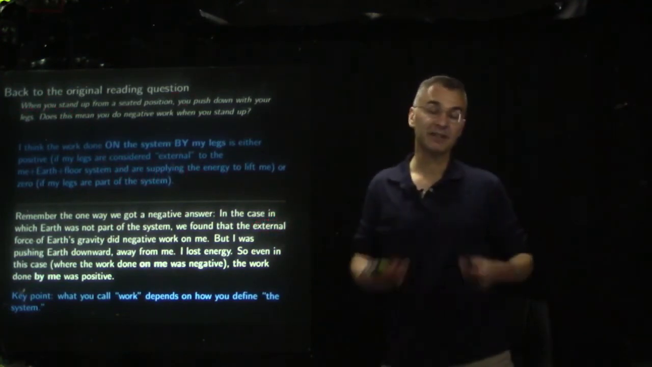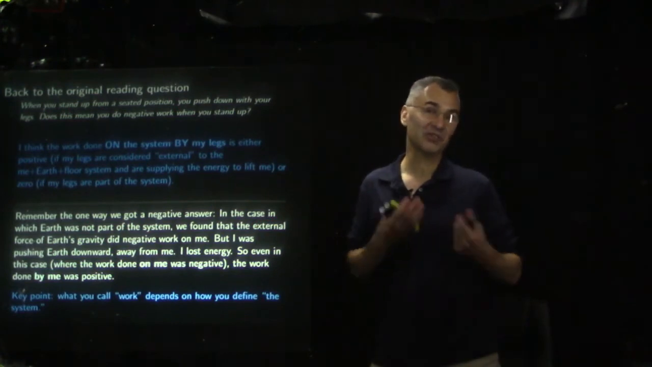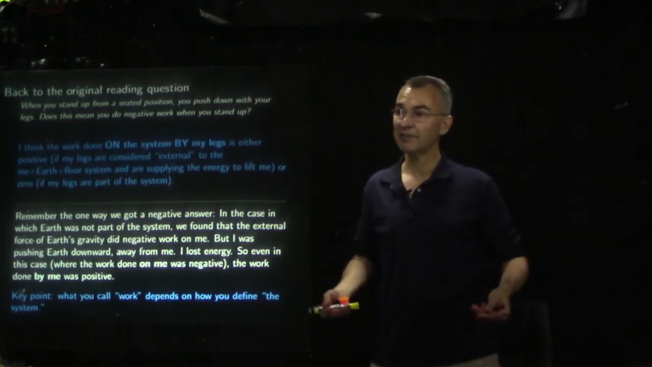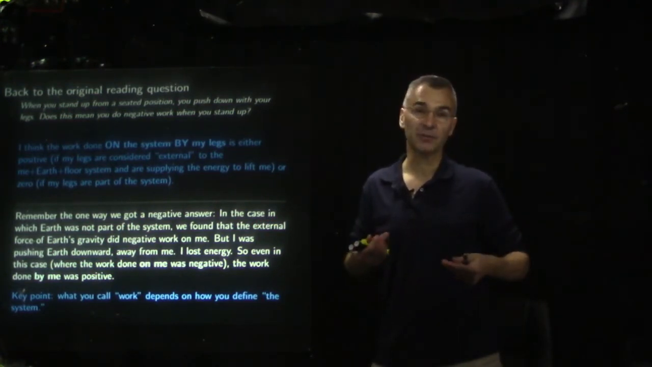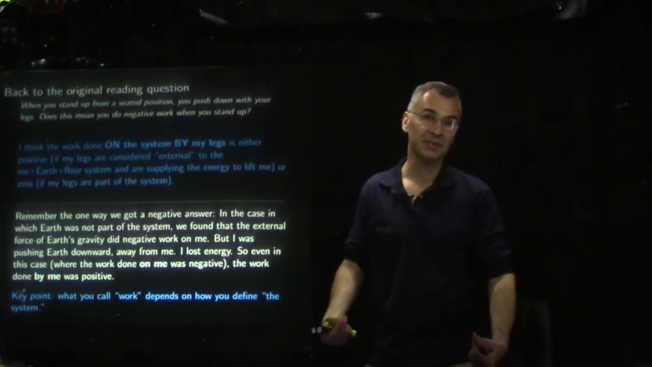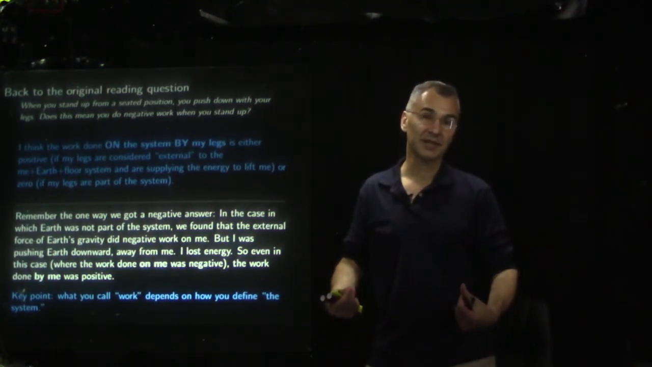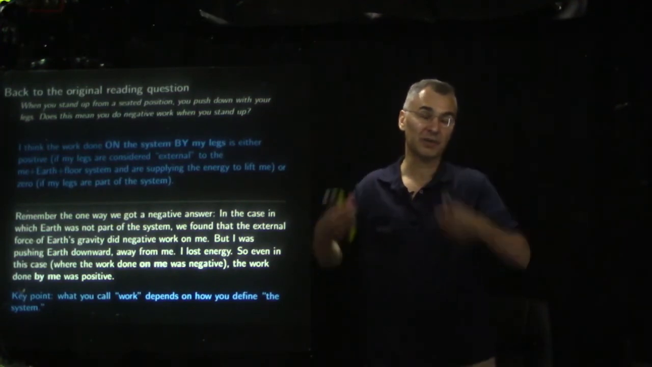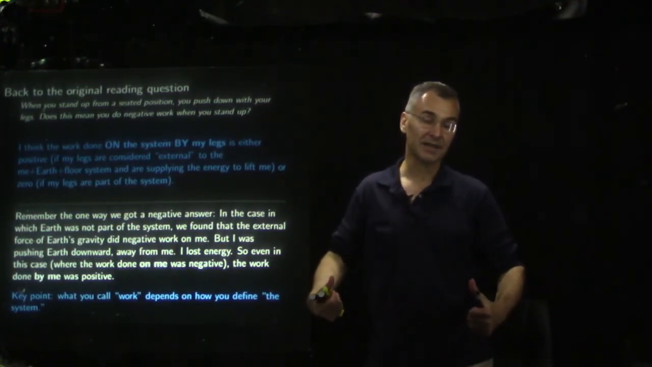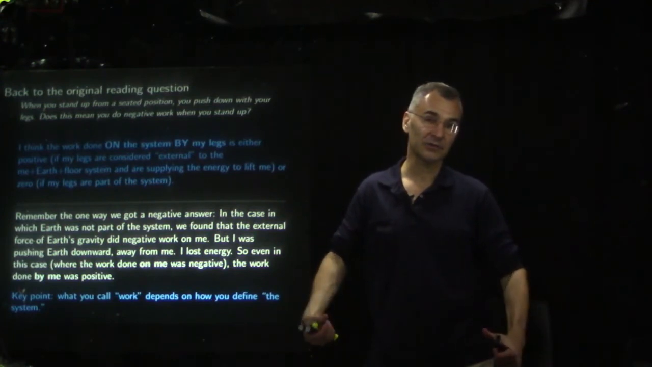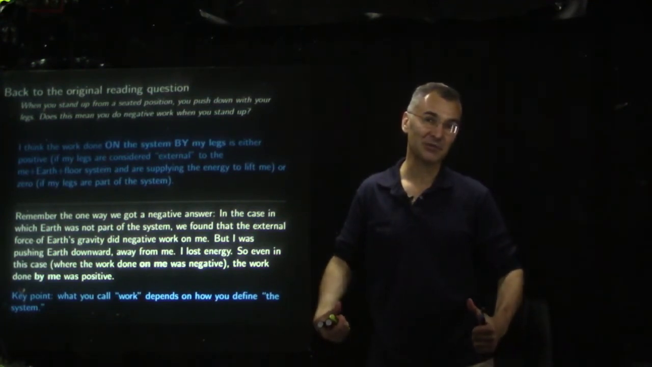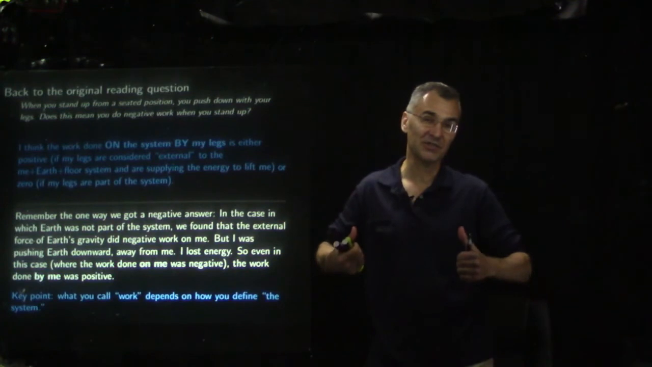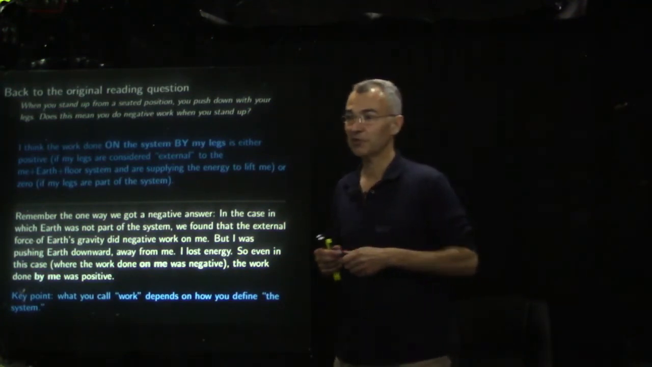So if you take my legs to be outside the system, so you see the legs are kind of like my friend, then my legs are doing positive work because my legs are pushing me up, and the center of mass of my body is being displaced upward. So my legs are exerting an upward force on me, and my legs are displacing the rest of my body upward.